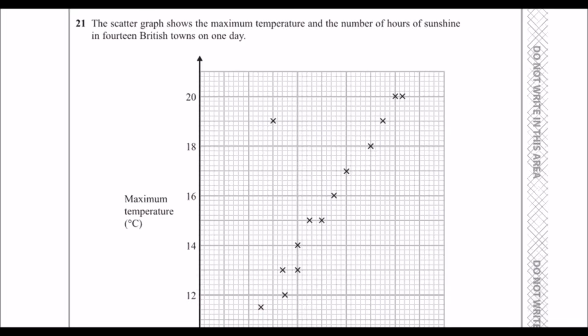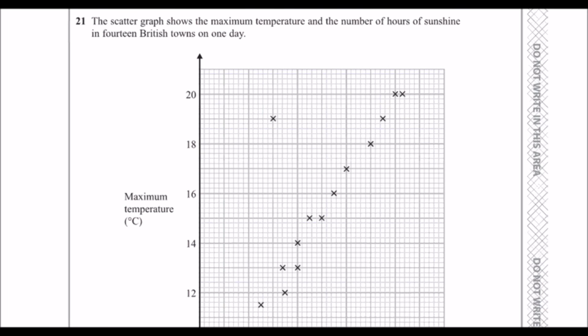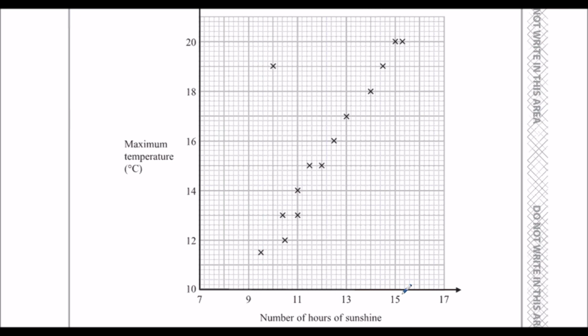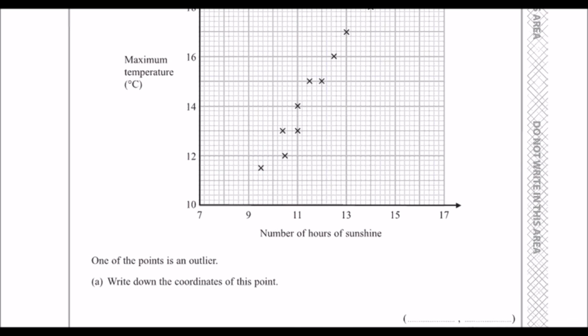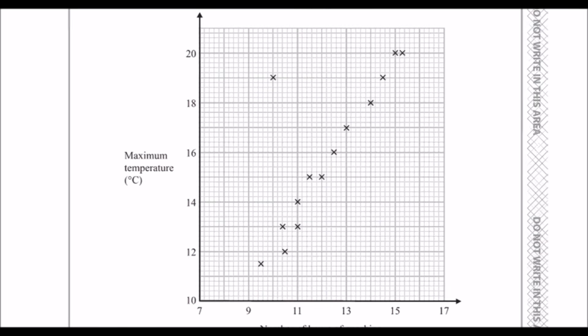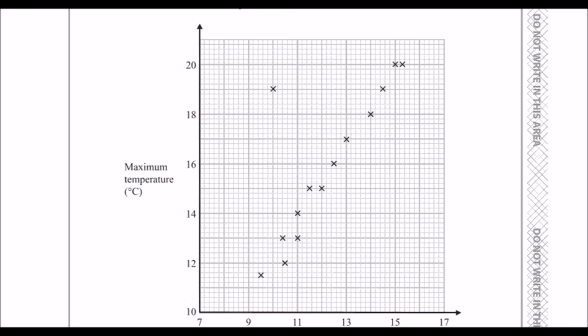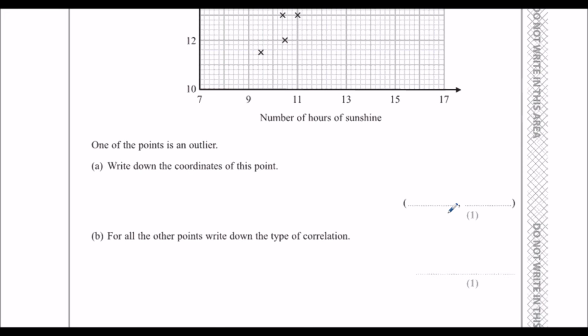Okay, question 21. We've got a scatter graph. The scatter graph shows the maximum temperature and the hours of sunshine in 14 British towns on one day. So we've got hours of sunshine on the x-axis, temperature on the y-axis. So one of the points is an outlier. So write down the coordinates of this point. So which doesn't fit with the others? It's this one here on 10, 19. So 10, 19.